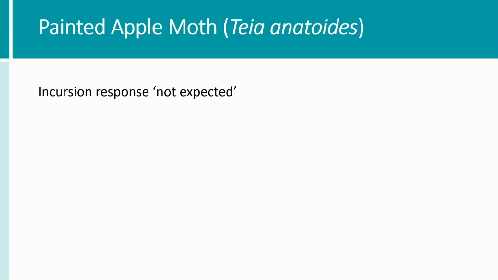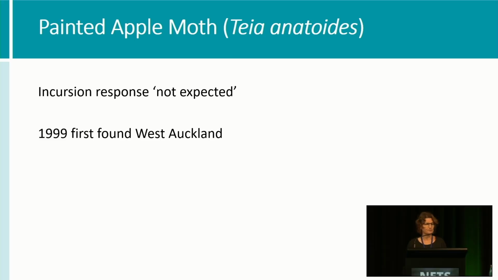My next case study is not a planned eradication, but rather an incursion response. And this was for painted apple moth. For anyone who was in Auckland in the late 90s or early 2000s, you would have lived through this or been next to this. Painted apple moth was led by Biosecurity New Zealand, and it wasn't an expected response. It was on no one's radar that this caterpillar could be an issue. It was first found in 1999 in West Auckland.